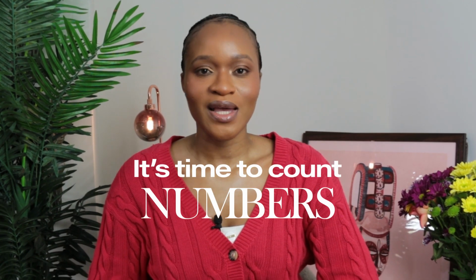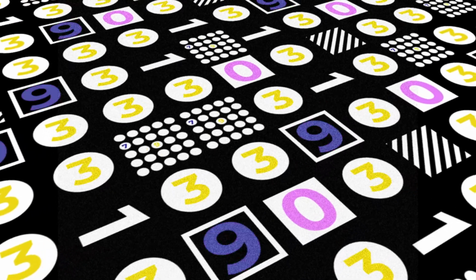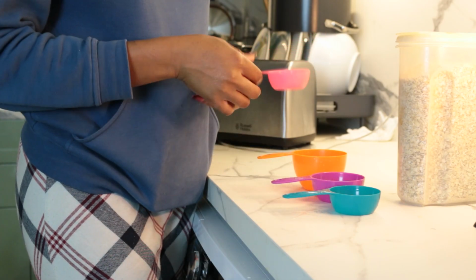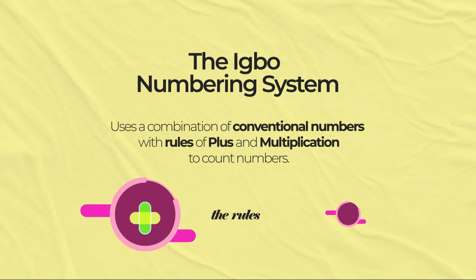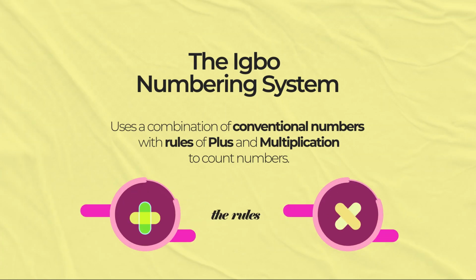It's time to count numbers. Numbers. They help us to understand quantities, measure things, and solve problems. The Igbo numbering system uses a combination of conventional numbers with rules of plus and multiplication to count numbers.